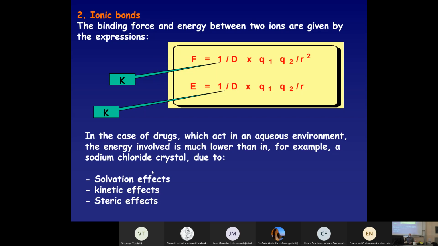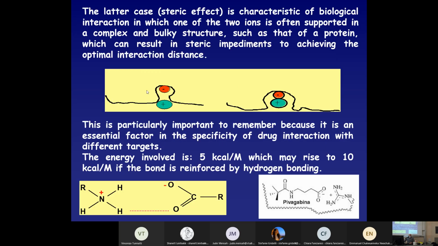We see now some examples. Here you can see the steric effects. The minus charge can be located, you see, at the end of a tunnel, of a gorge. And if your drug has a positive charge, and if your drug is a little big, it has a big shape, it's difficult to have an optimal interaction.